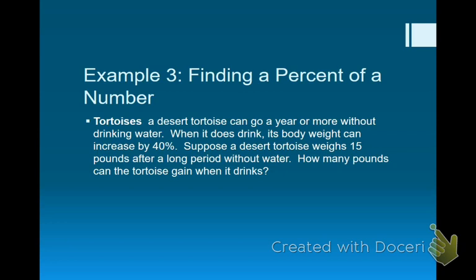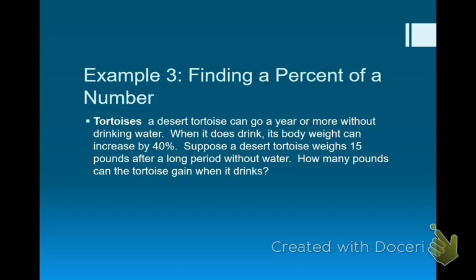Now in example 3, we're going to find the percent of a number. Here's what I want you to remember, and you can write this down in your notes because this is something that we're going to say a lot in chapter 7. When you're finding the percent of a number, you must change it to a decimal first. Change the percent to a decimal before you multiply.